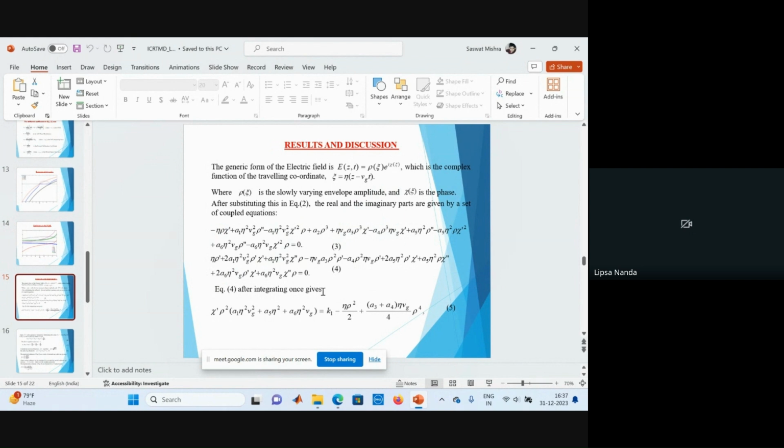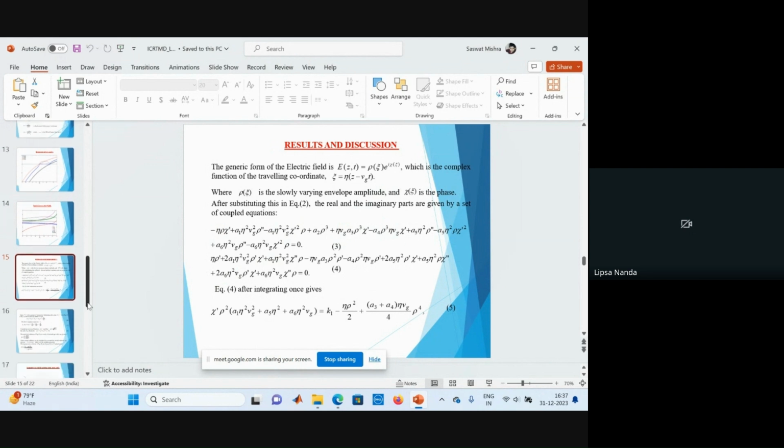After integrating equation number 4, we get this derivative of the phase chi. It is essential to plug this value into equation number 3, and k1 is the integration constant.